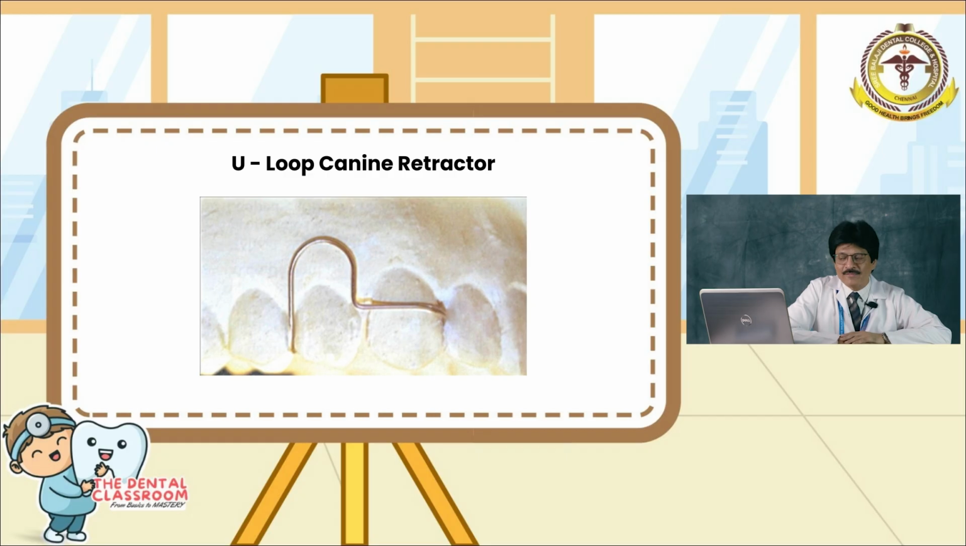Of course, you also have the U-loop canine retractor, a different modification of the buccal canine retractor with the helix. Here we do not have the helix. Here the U-loop can be activated for you to retract the canine and bring it into the mild space which would be present distal to it.